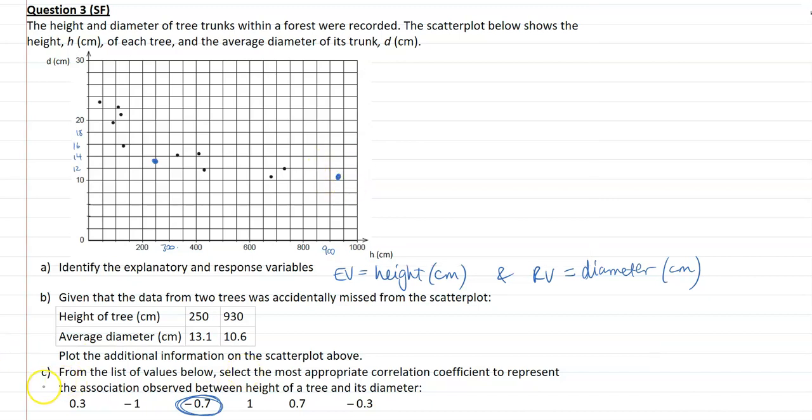For part C, you can see from the graph it has a negative trend, so you'd eliminate the positive values there. It doesn't have a perfect fit, so it's not -1. It doesn't have a really scattered fit, so it's not -0.3. So I would select -0.7 as your r value, your correlation coefficient.